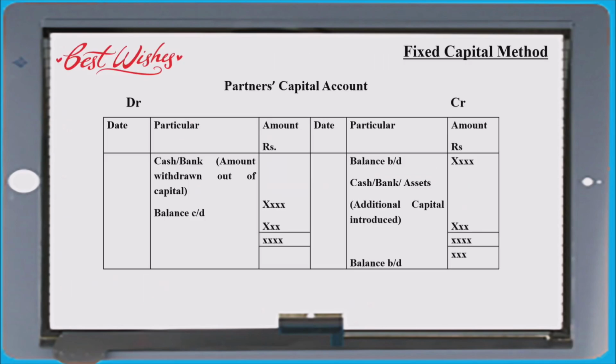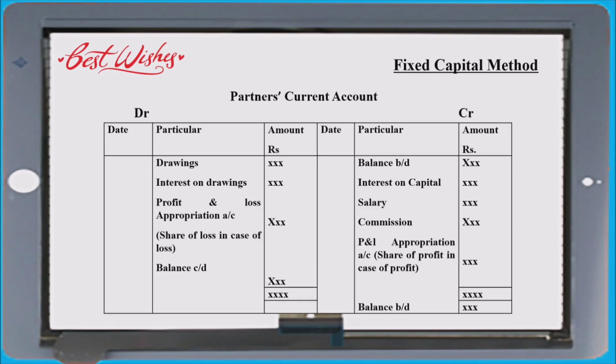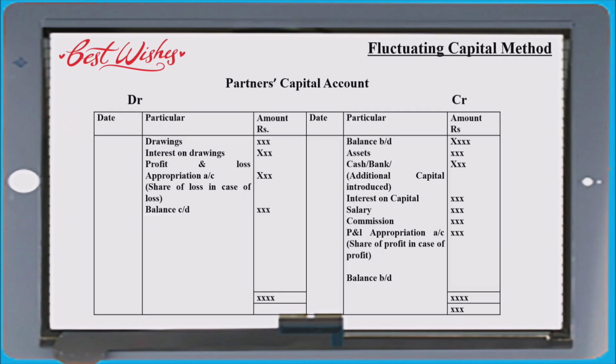Partners' capital account has two methods, the fixed capital method and the fluctuating capital method. In the fixed capital method, we prepare two accounts, the partners' capital account and the current account. The capital account includes only the opening balance, any additional capital, and any permanent withdrawal of capital. And the partners' current account includes all the other adjustments like interest on capital, salary, commission, and share of profit on the credit side, and on the debit side, drawings, interest on drawings, and share of loss.